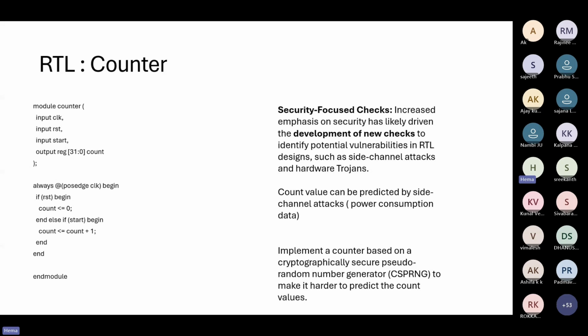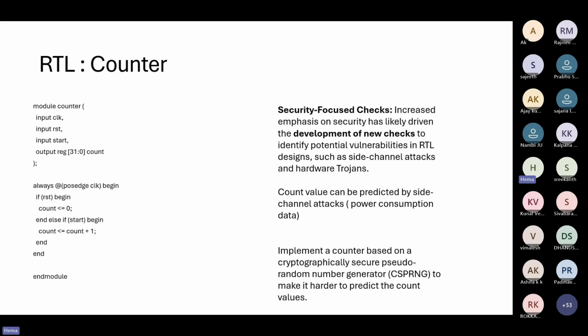There can be side channel attacks and hardware trojans because the count value can be predicted by side channel attacks based on power consumption data. So there's a predictability of the count value based on power consumption. That part will be utilized by side channel attackers, and can cause havoc. So the solution would be to implement a counter based on a cryptographically secure pseudo random generator to make it harder to predict the count value.